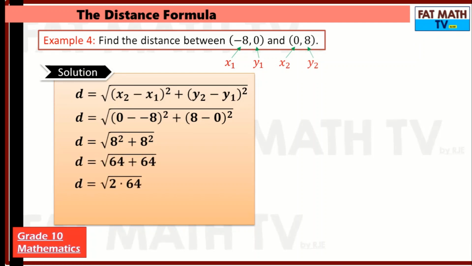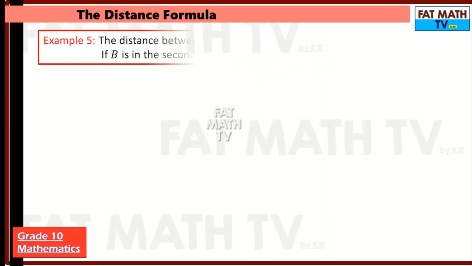So 64 plus 64 is 2 times 64. Okay, so we just factor that directly because 64 is a perfect square. So we can take out 64 and have 8. So the distance is 8 square root of 2. So 8 square root of 2 units.